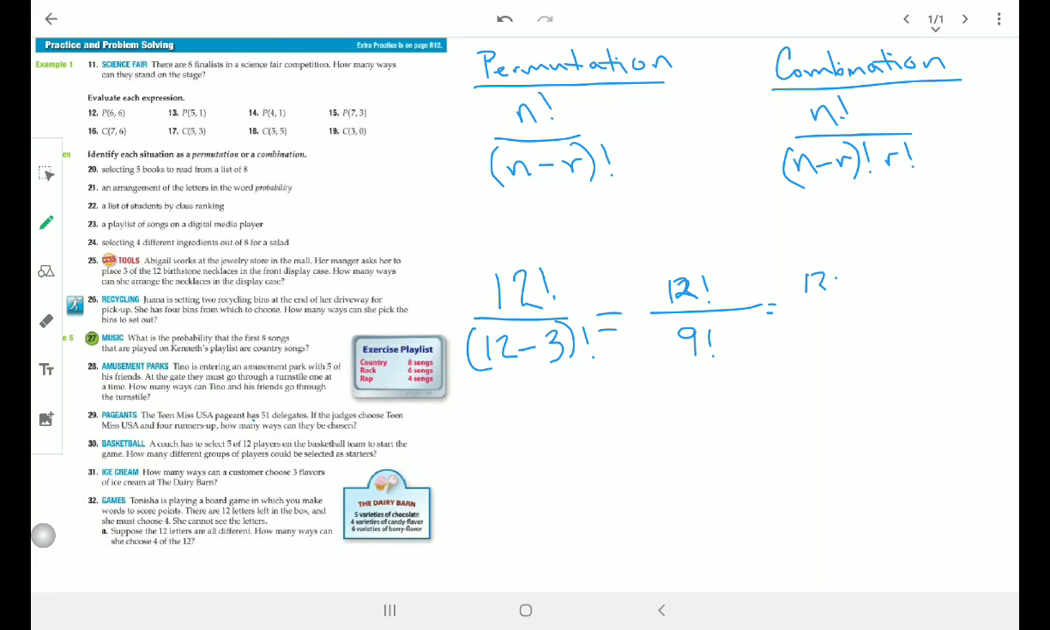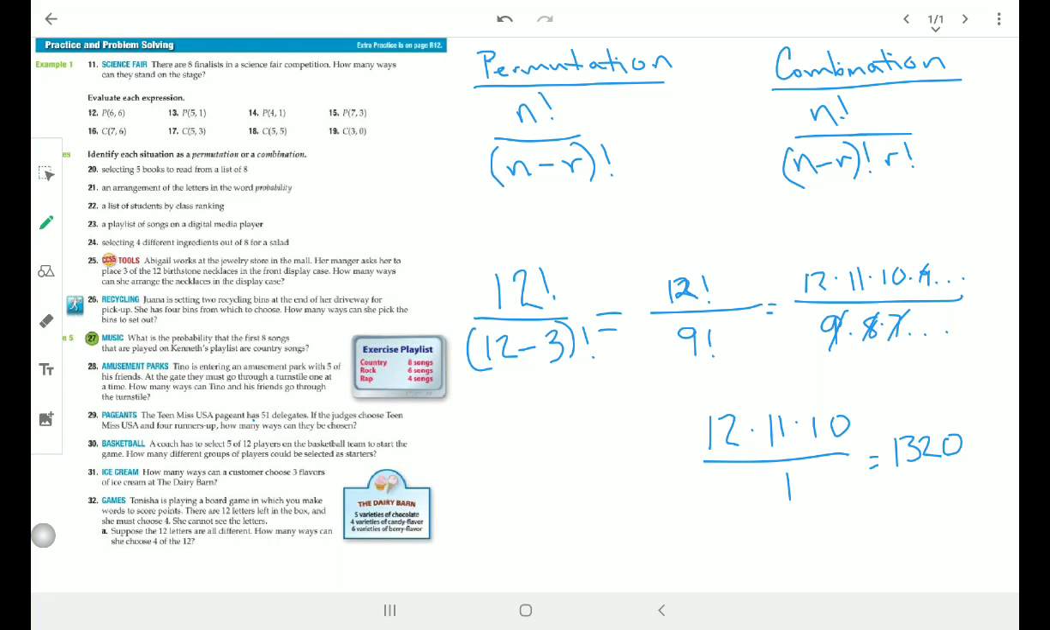So 12 times 11 times 10 times 9, dot, dot, dot, over 9 times 8 times 7, dot, dot, dot. And if we notice, anything 9 or lower is going to cancel out. And I'm going to be left with 12 times 11 times 10 over 1, which is just 12 times 11 times 10, in which you get 1,320 different arrangements that she could make.